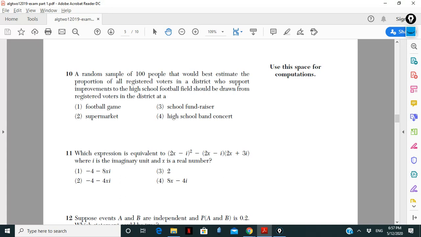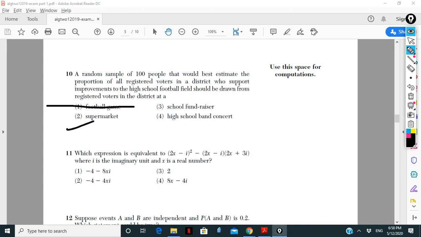Okay, so if you picked up this sample from a football game, you picked up only the people who loved football, so I don't have a random sample. For the supermarket, yes, because all people should do shopping, so that's going to be the correct answer. School fundraiser, that's people who participate in community service. High school band concerts, that's people who prefer music. So the only one that all people are going to do is the supermarket. So the answer is two.